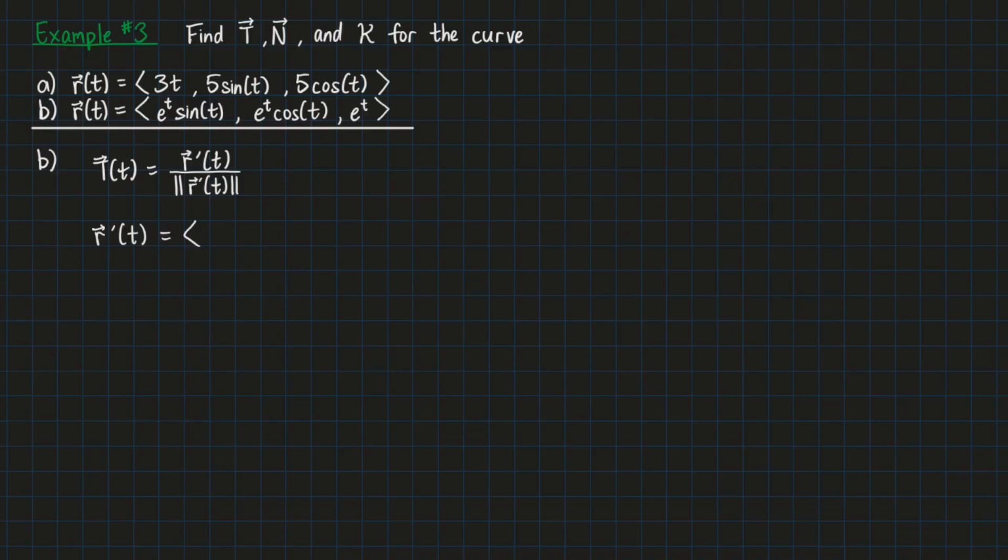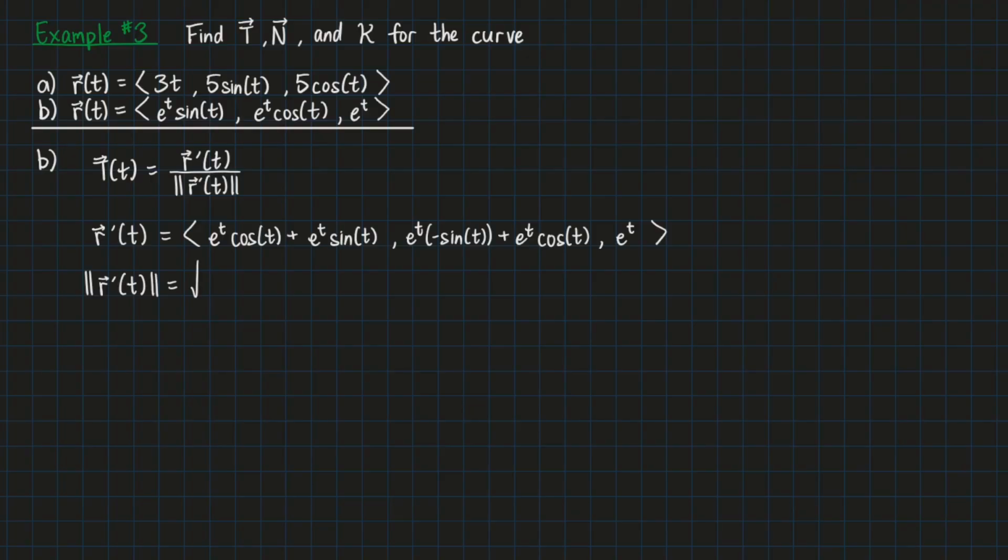For the derivative of e to the t times sine of t, we're going to need to use the product rule. So we have e to the t times the derivative of sine of t, that is a cosine of t, plus the derivative of e to the t, which is e to the t, times sine of t. Next, we use the product rule for e to the t times cosine of t, and then the derivative of e to the t is e to the t. Now we take the magnitude of this.